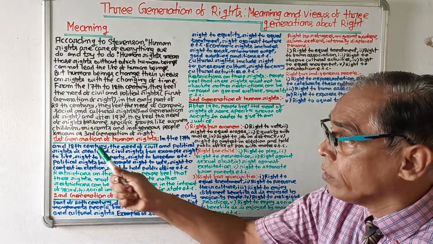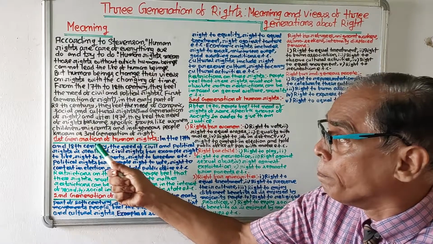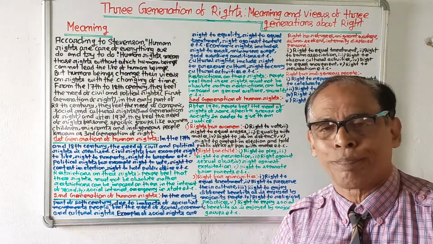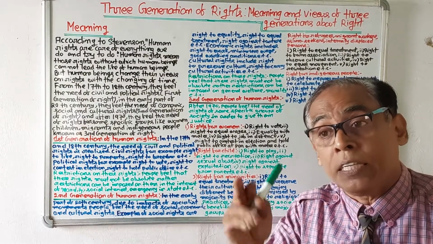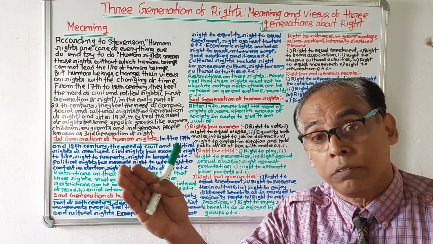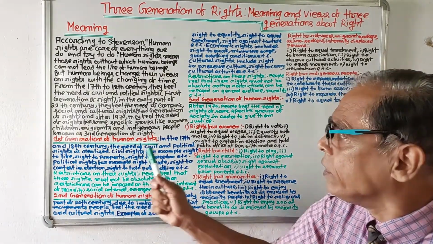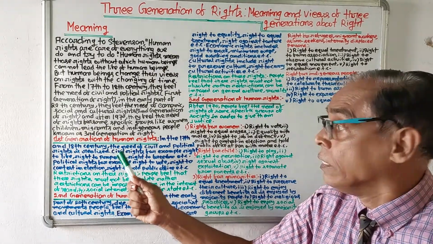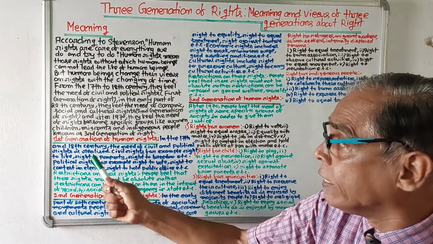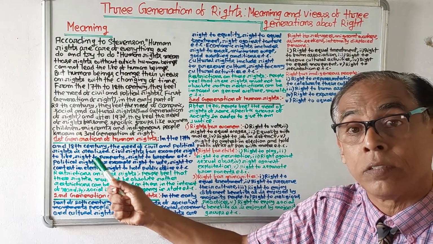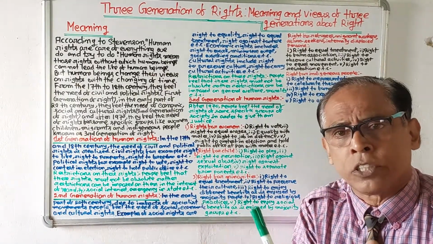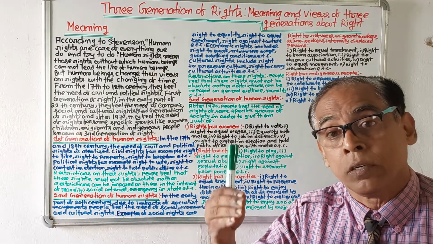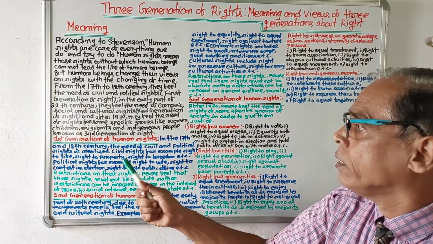Now we'll discuss what is the first generation of human rights. What are the views of people of the 17th and 18th century about rights? In the 17th and 18th century, the need of civil and political rights was realized.